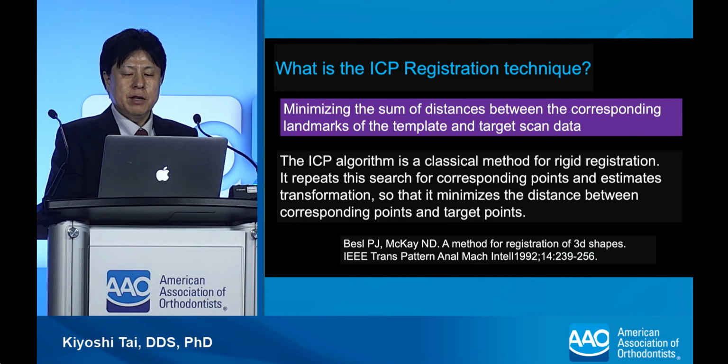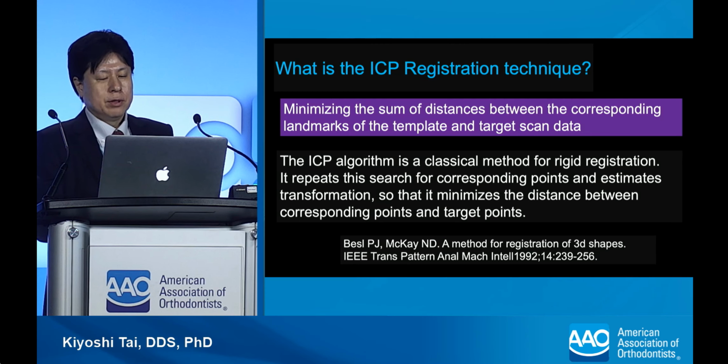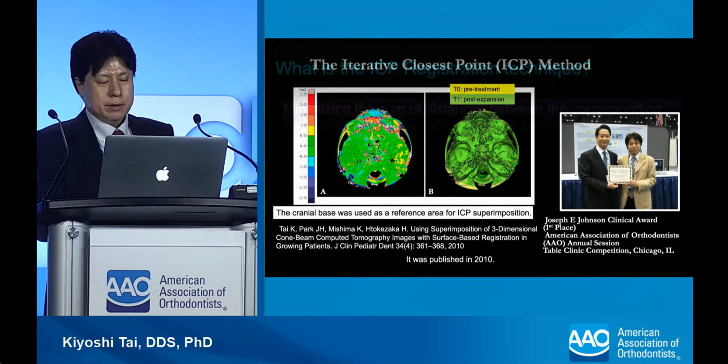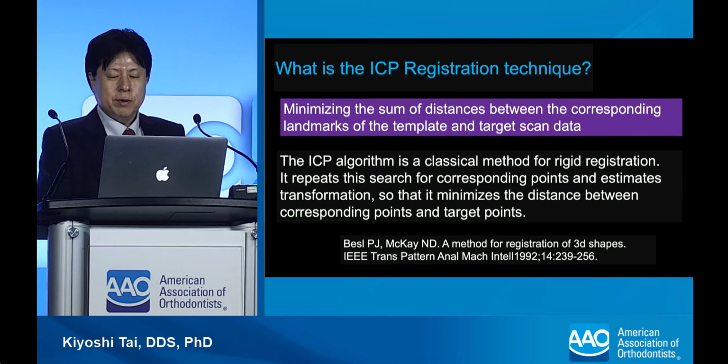Let me add something about the ICP technique. The ICP algorithm is a classical method for rigid registration. It repeats the search for the corresponding points and estimates the transformation so that the distance between the corresponding point and the target point is kept at the lowest.